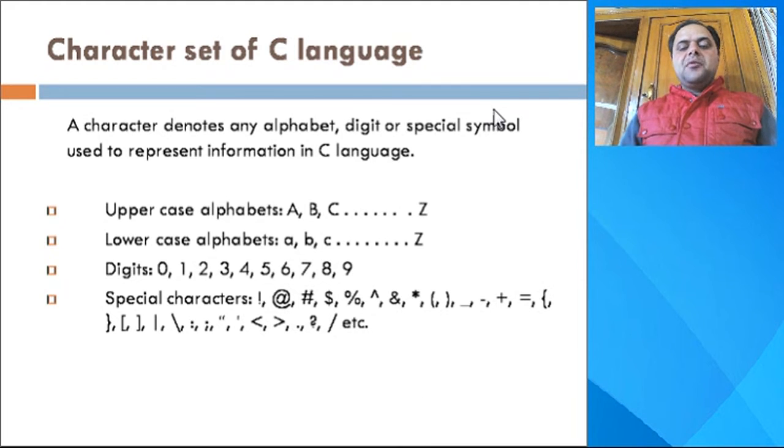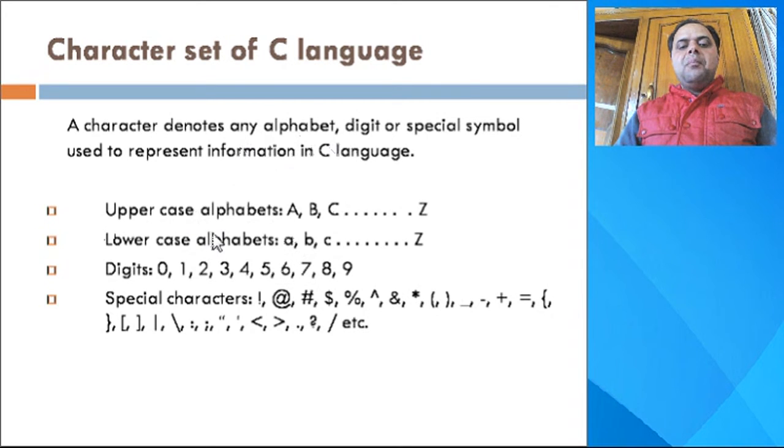Character set of a C language. What are the characters which we use in writing a C program? A character set denotes the alphabets, digits or special symbols used to represent information in C language. Anything we write while writing a C program, we will use these characters.